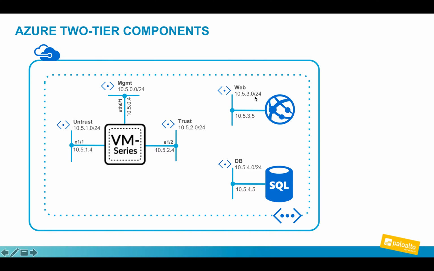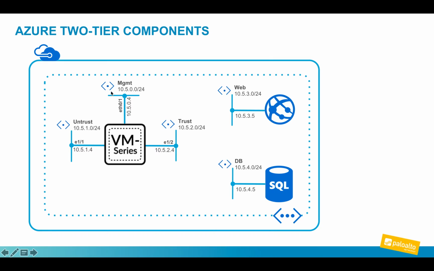And this virtual network has five subnets. Our first subnet will be a web subnet. It's going to contain a Linux server that's running Apache. Its respective database server is going to be running in its own DB subnet. And then we have the VM Series, which has three interfaces, each of which reside in dedicated subnets.